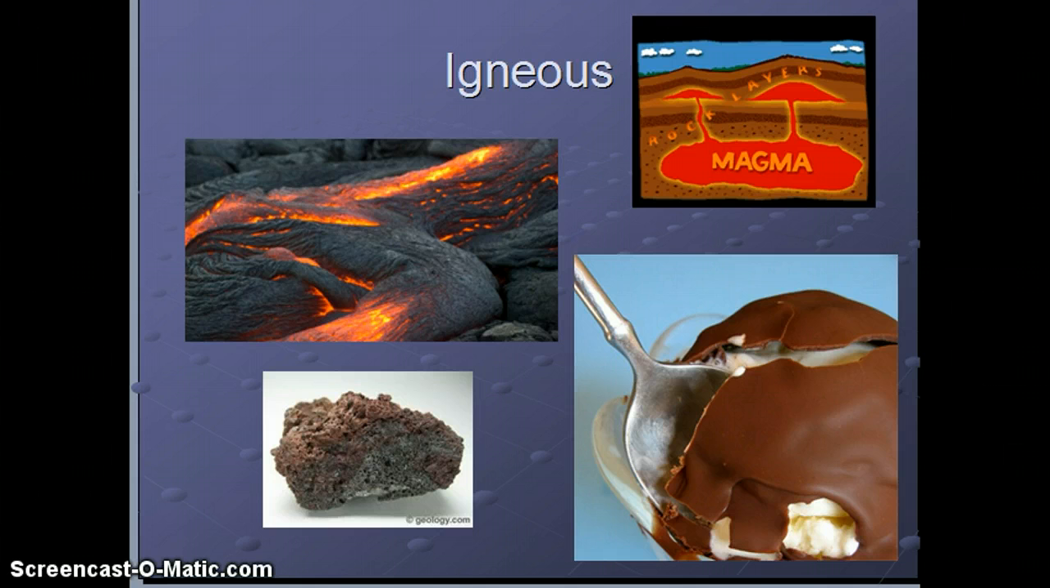When the chocolate hits that ice cream as that liquid, it cools and crystallizes into a solid, just like magma does when it touches Earth's cooler surface. This forms an igneous rock, just like the hard shell chocolate formed in this photo.